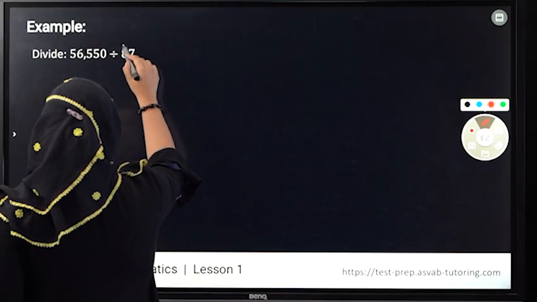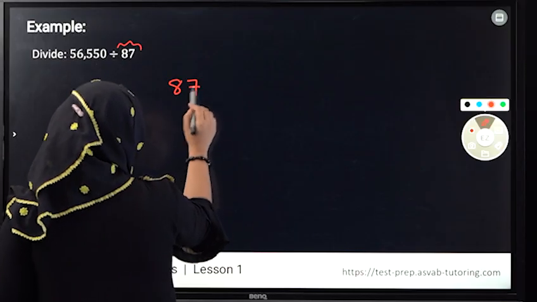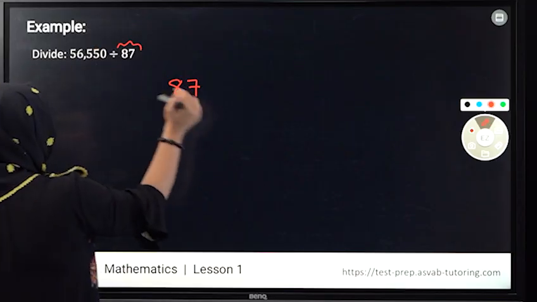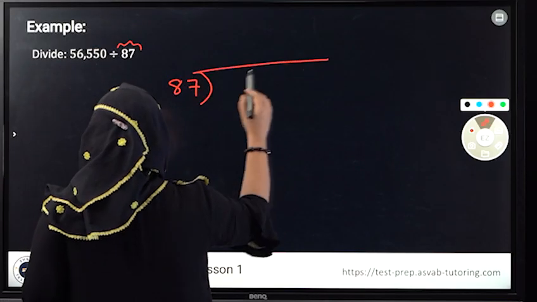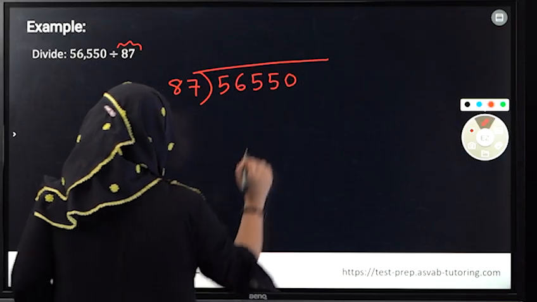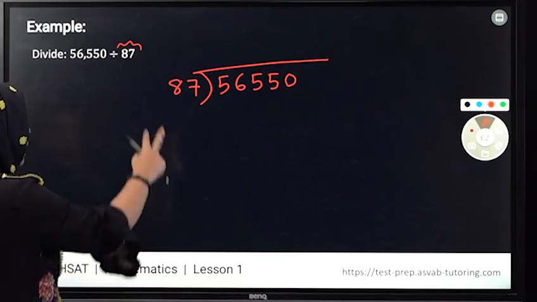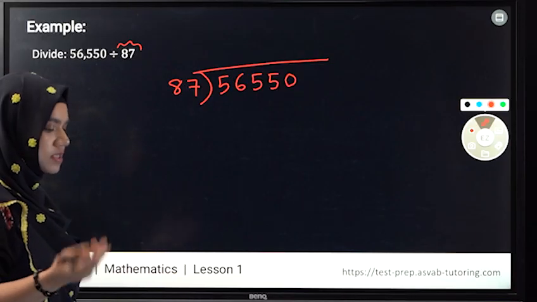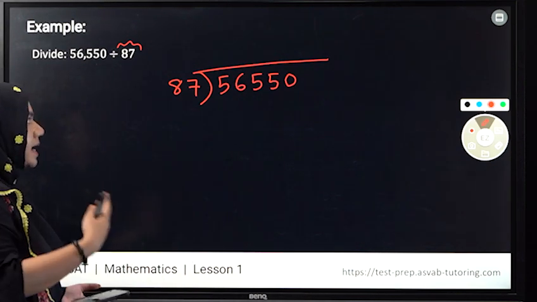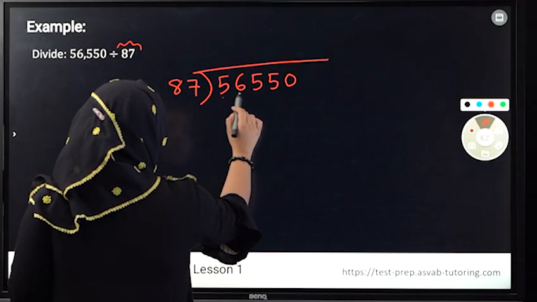First of all, the number that you see on the right is basically the number that goes here to the left when we do the long division. The number that we see on the left is basically the number that goes inside. So that's 56550. So the first thing that you do need to do is you need to predict. Because it's 87 and most definitely we don't know the times table of 87, that's impossible. So we need to predict what can actually go so that we can figure out the first 3 digits.